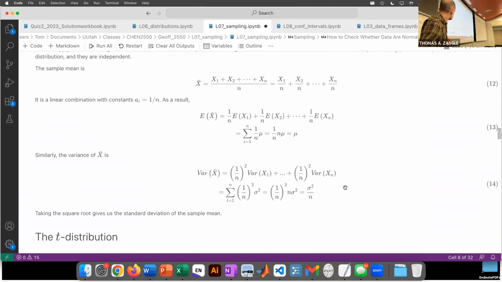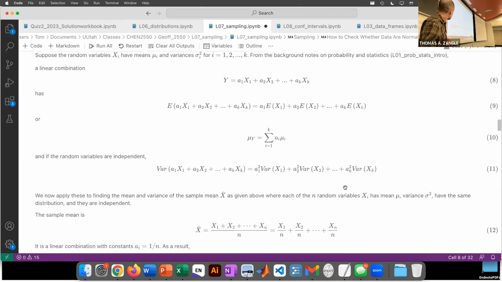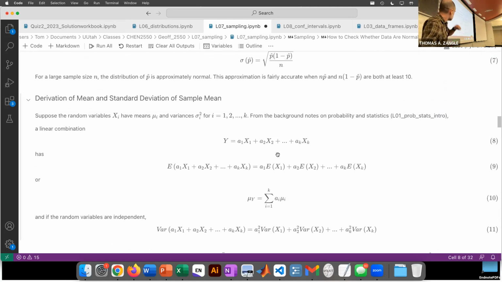I want to talk about the t distribution. This next section here, I'll leave for you to look at if interested, and maybe we'll have a homework question going through a piece of the derivation. But this is more or less showing us why we expect the standard deviation of the sample mean to go as 1 over the square root of n.